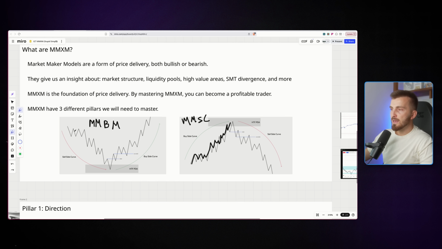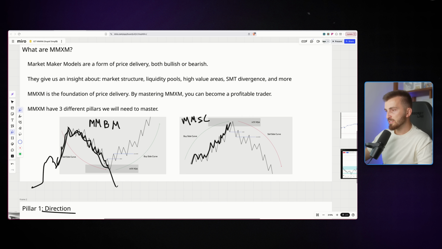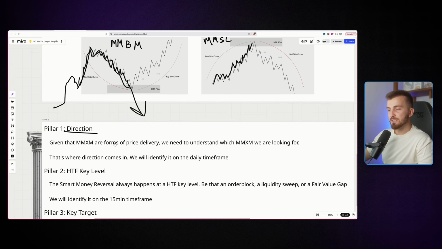So you can see that as the market moves lower, you have to be able to predict that this is going to become a market maker model. And that is exactly where direction comes in, because else, who tells you that this isn't a market maker sell model, right? This can be a market maker sell model. So that's where direction comes in. That's why direction is pillar number 1. Direction is always the most important thing, no matter what, for trading.